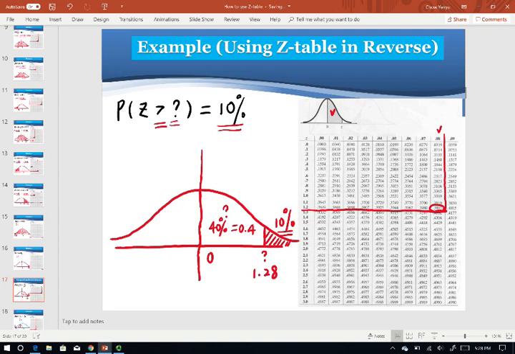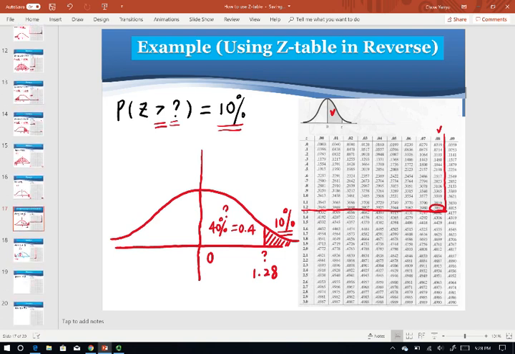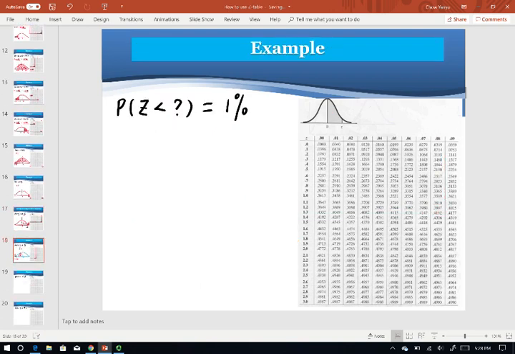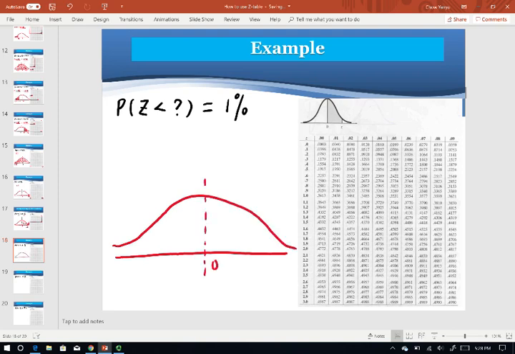And we can find the z-score. So this is the opposite: we know the probability, we just don't know the z-score, so we need to find out which row and which column. Okay, let's see one more. Show the curve, and the middle is 0.